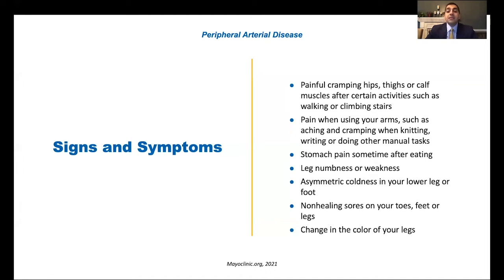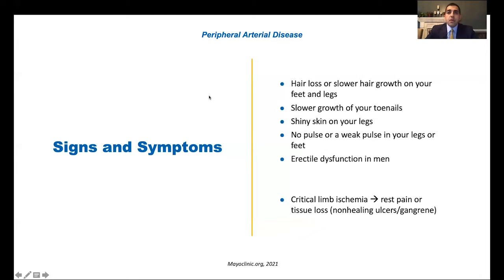Going back to the lower extremities, there can be numbness and weakness. There can be asymmetric temperature changes. And as disease progresses, sores that are non-healing. You can also have a change in color, hair loss and decreased hair growth, slower growth of your toenails, skin changes, and loss of pulse when those vessels get occluded. Men can also experience erectile dysfunction as a result of peripheral arterial disease.